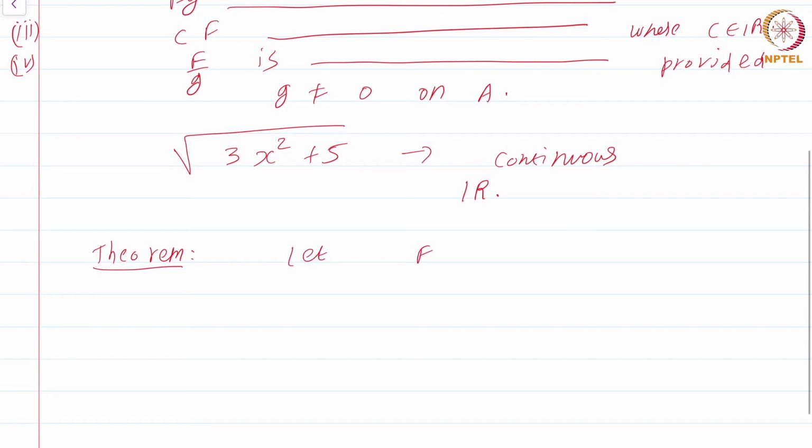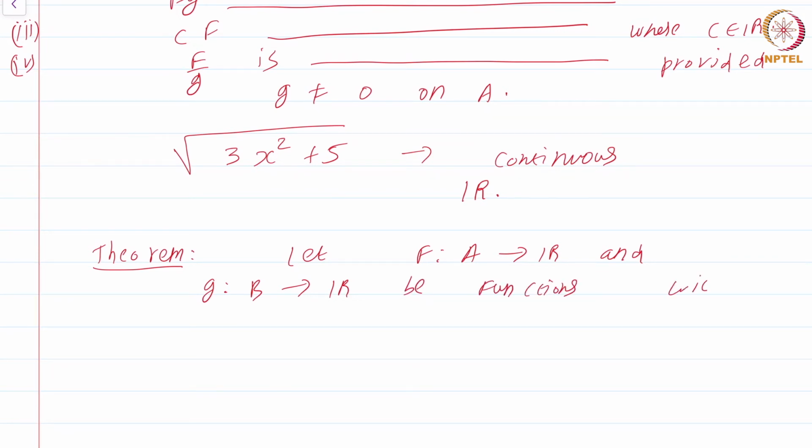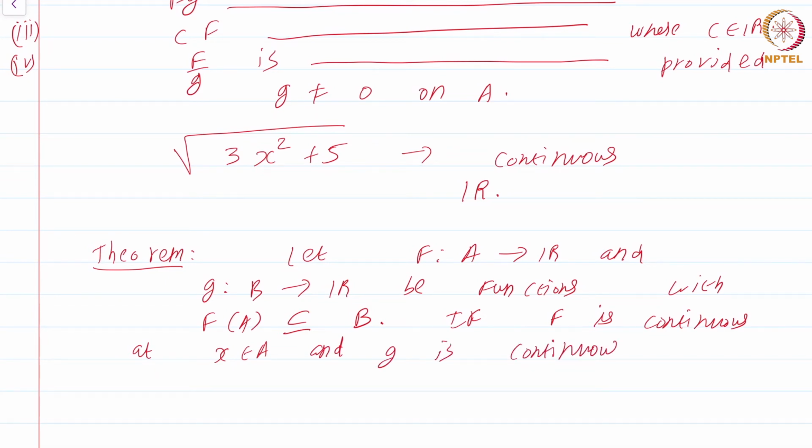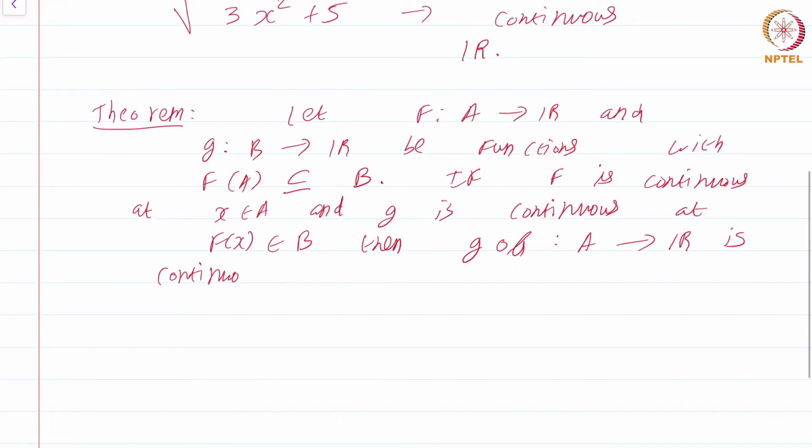Let f from A to R and g from B to R be functions with f of A a subset of B. Okay, if f is continuous at x in A and g is continuous at f of x, which is an element of B, then g composed with f, which is a function from A to R, is continuous at the point x. Okay, proof.